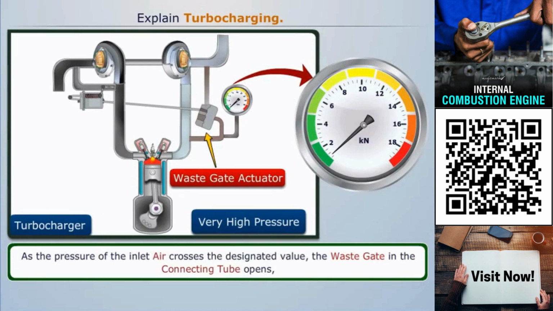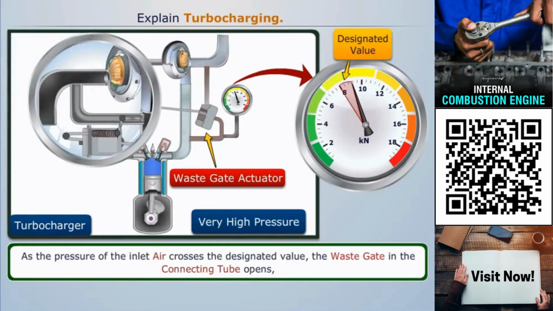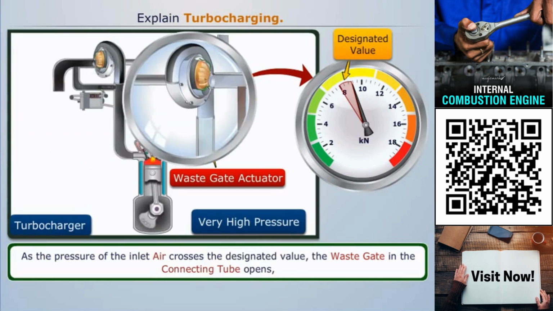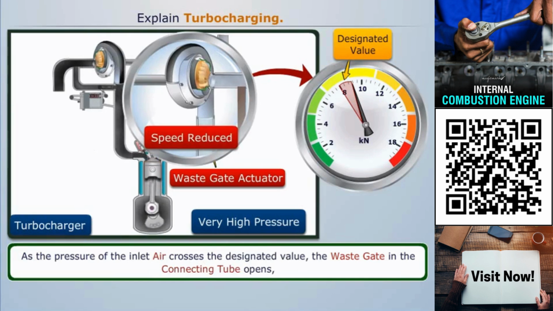As the pressure of the inlet air crosses the designated value, the wastegate in the connecting tube opens, thus bypassing the exhaust gases to the atmosphere and reducing the turbine and compressor speed. Which brings the inlet air pressure down to the designated value.